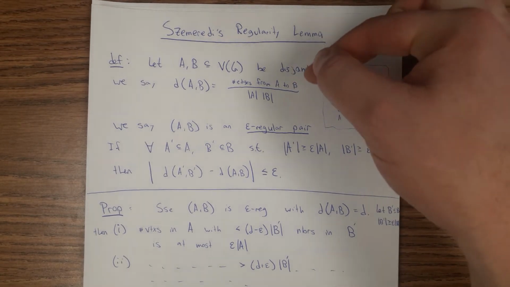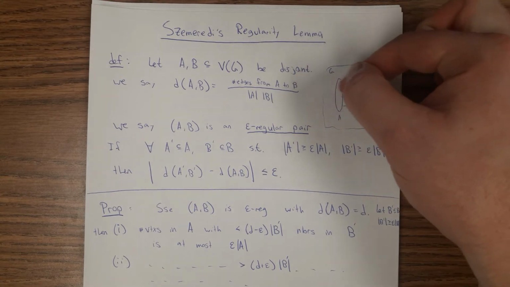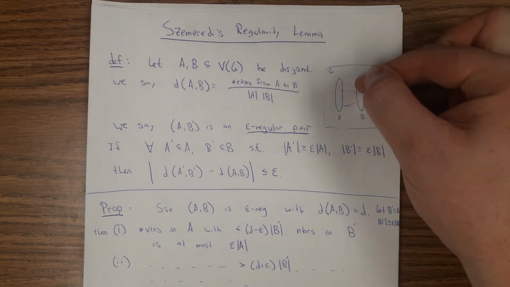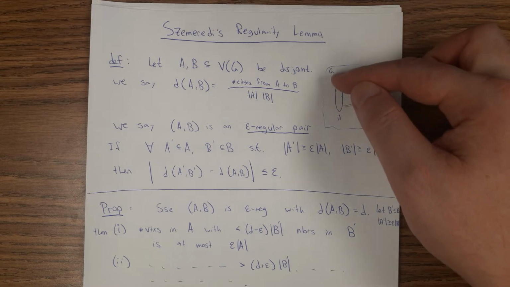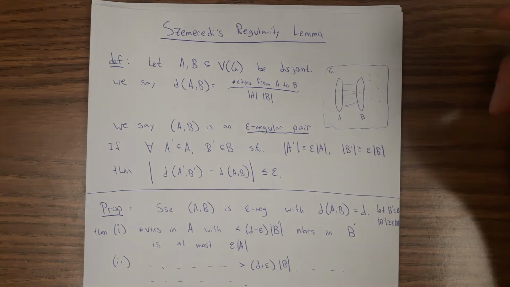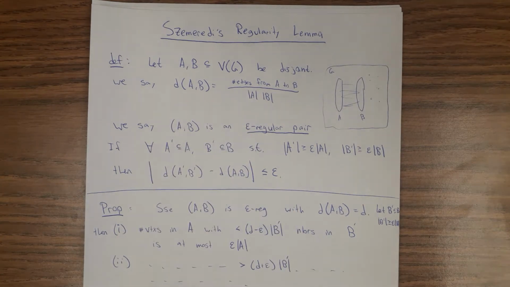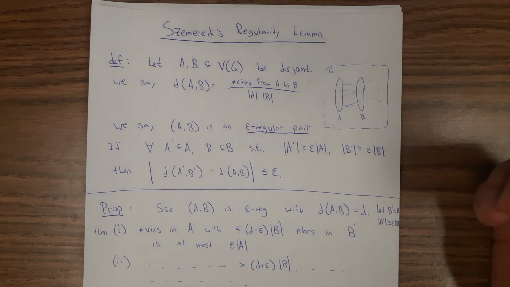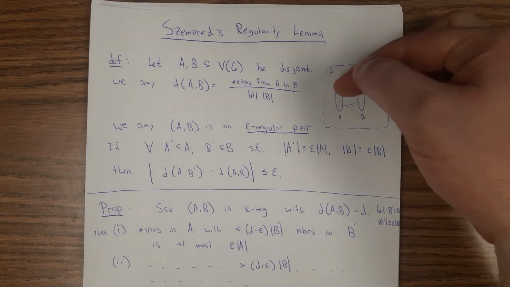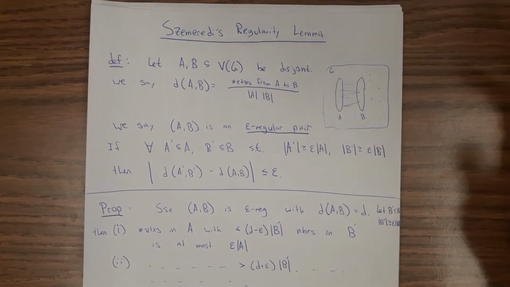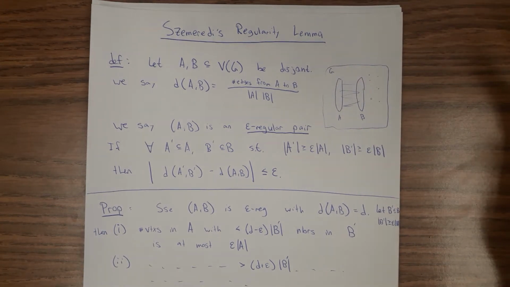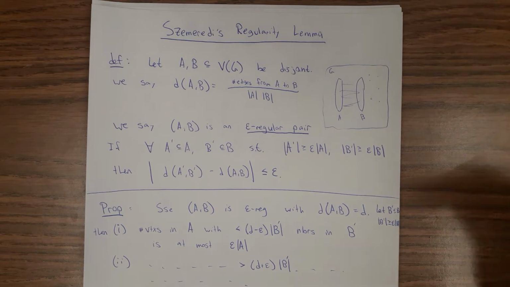The density would be 1 if you have every possible edge from A to B, because if that were the case, then the number of edges would just be the size of A times the size of B, and then you'd get a density of 1. In general, the density is what it sounds like. There's a reason why we use the word density for it. It's the proportion, or the fraction, of edges that are there out of all of the edges that could conceivably be there.